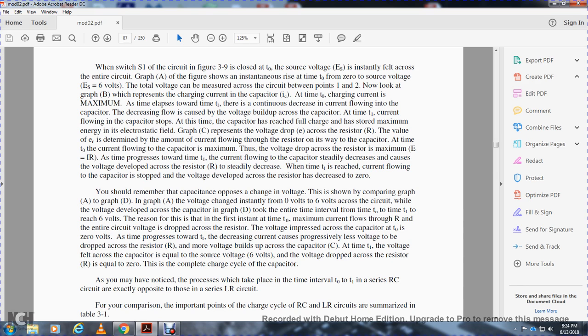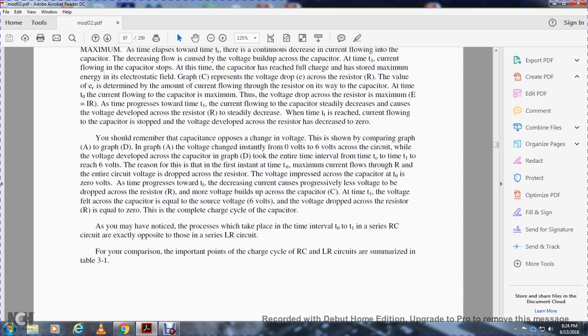As time progressed toward time interval 1, the current decreased, causing progressively less voltage to be dropped across the resistor. More voltage built up across the capacitor. At time interval 1, the voltage across the capacitor is equal to the source voltage, 6 volts. The voltage dropped across the resistor is equal to 0, and the charging cycle of the capacitor is complete.